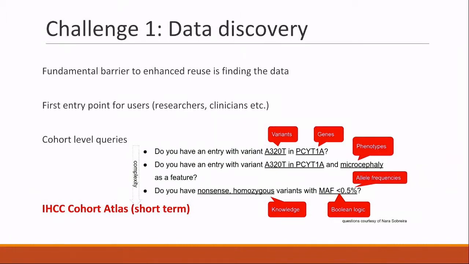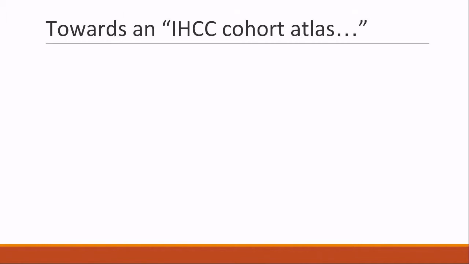So I've borrowed this figure from the GA4GH data discovery work stream, and they've framed a set of possible queries, and then tried to break them down into individual components like genetic variants, genes, phenotypes, allele frequencies. How would you break these complex queries down into individual chunks that you would then query individually and combine? Okay, so I'm going to hand over to Philip. He's going to talk about our initial efforts towards an IHCC cohort atlas.